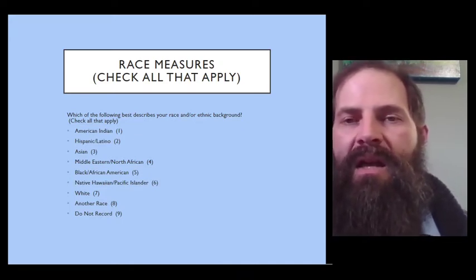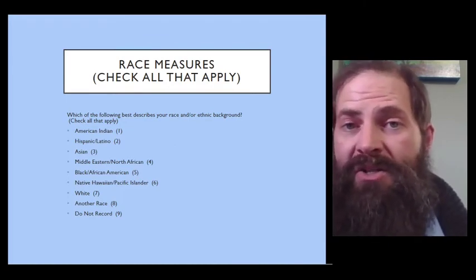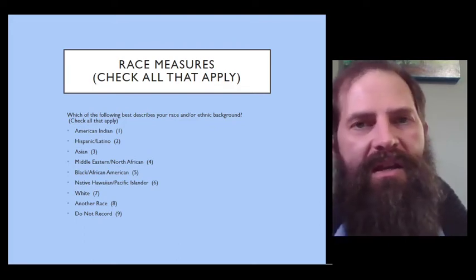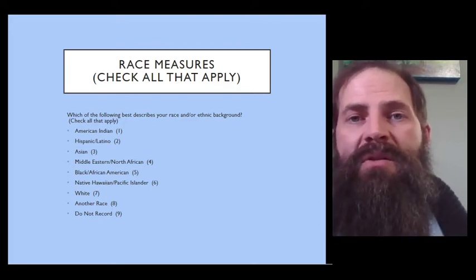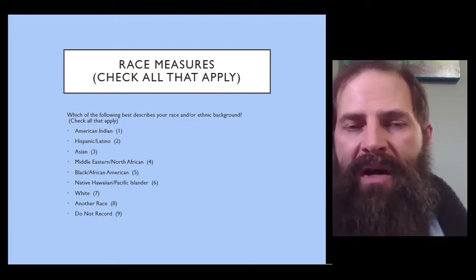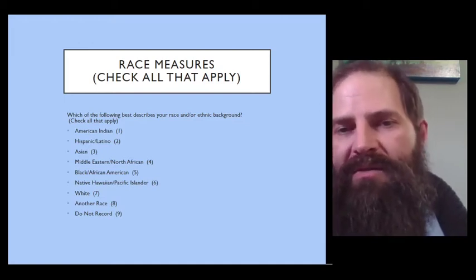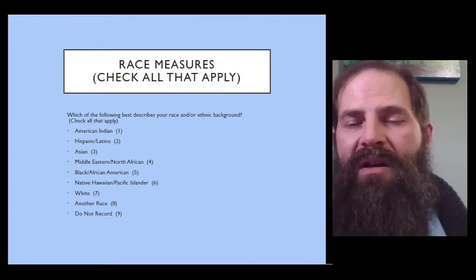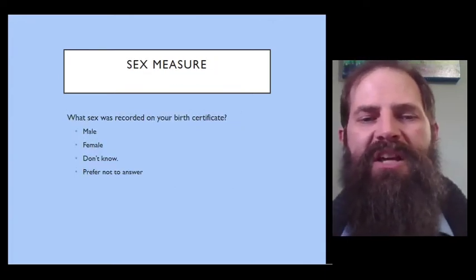And I make this a check all that apply question because we want to make sure that the person taking the survey answers fully and gives us great information. And so if they have more than one race that they identify by, they're able to check those boxes. But this is the standard way of listing those, and you can read through those categories and cut and paste them. The sex measure is also another one.